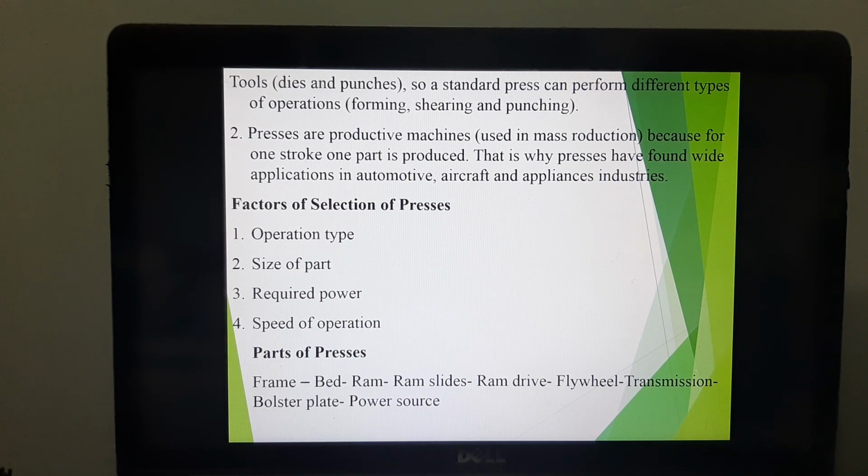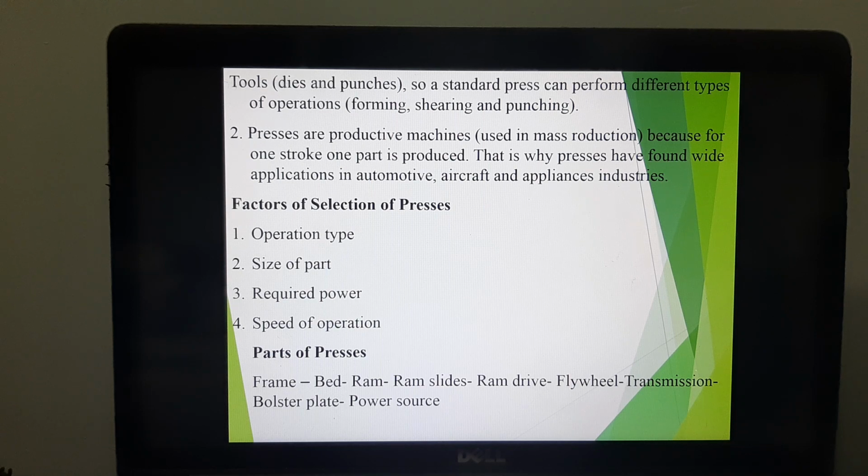So like I just mentioned to you, you have your mold. Your mold is called dies and punches. Depending on the operation, you just keep interchanging your dies and punches accordingly. So a standard press can perform different types of operations like forming, shearing, and punching.